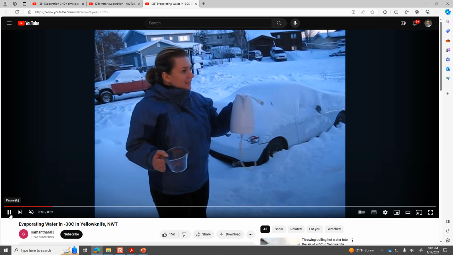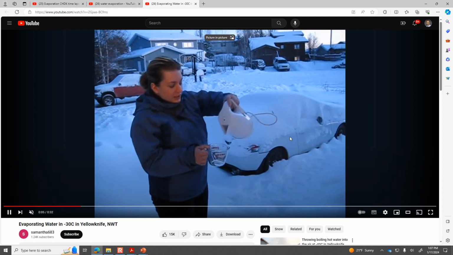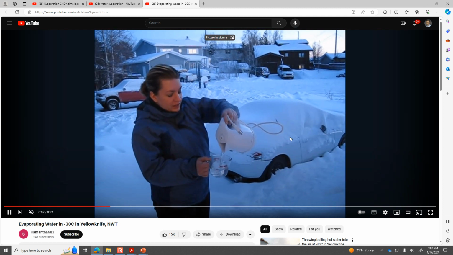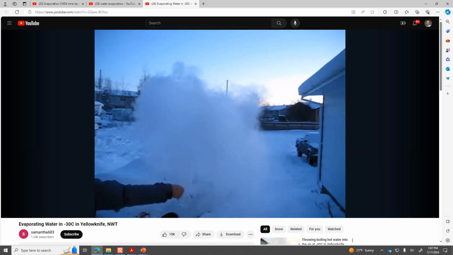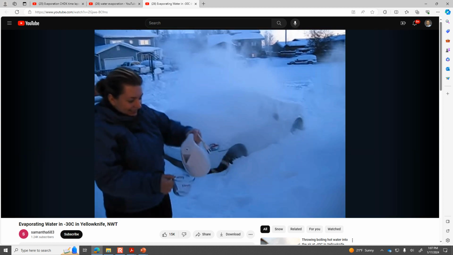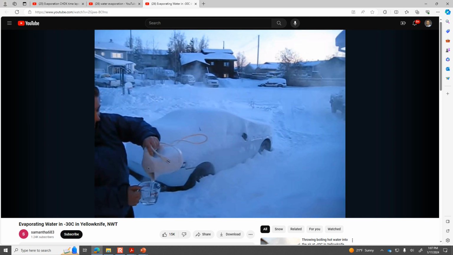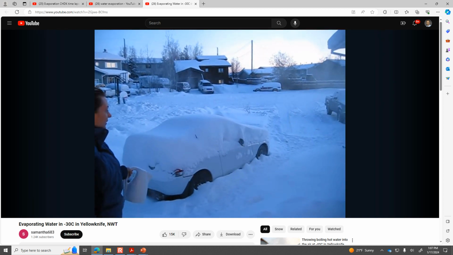This is -30 Celsius, so a lot colder than we've been experiencing in Huntington. But what she's going to do is take boiling water from a kettle, pour it into a dish, and throw it into the air. And it just kind of immediately goes into vapor. There's such a contrast in the heated water and the really dry air.